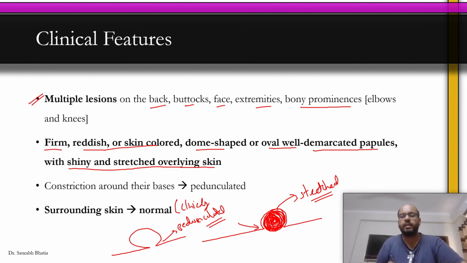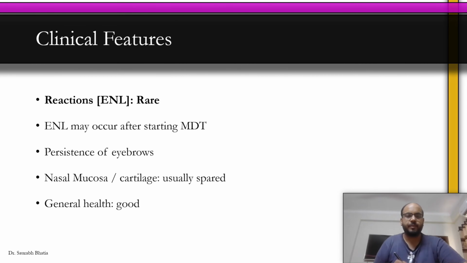So clinically it looks like normal skin in normal people, but if you take a biopsy you will find M. leprae there also. Let's move forward.